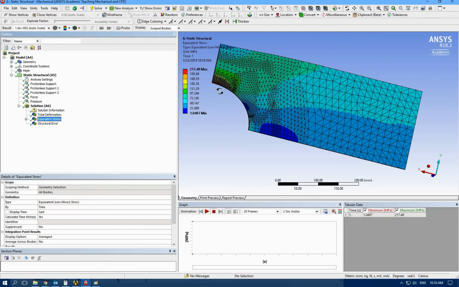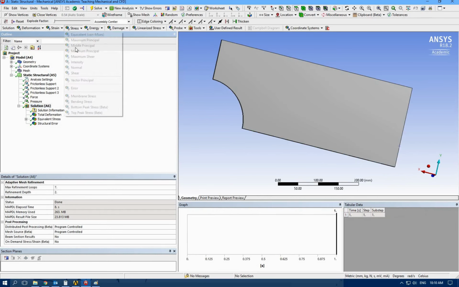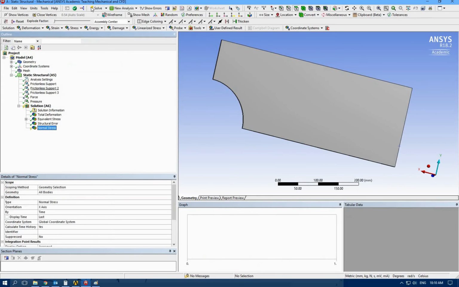Wow, the maximum stress is exactly 217. But I changed the pressure direction. It should be negative. This problem is because I'm using equivalent stress, so equivalent is going to show me always the positive number. So let's check normal stress.